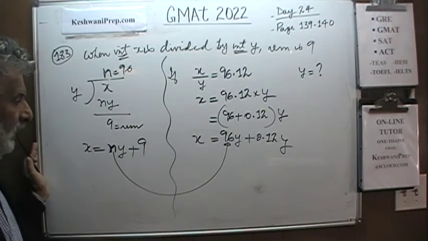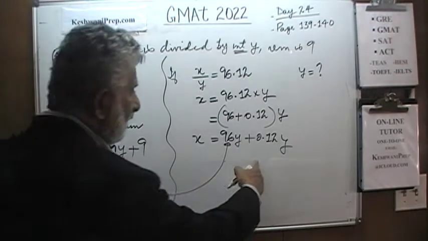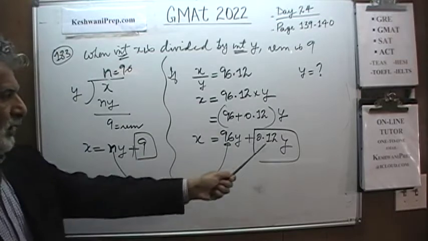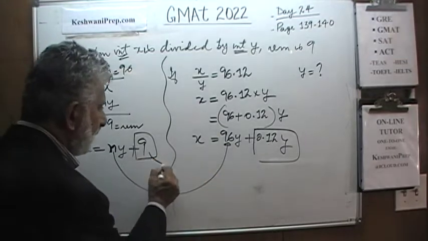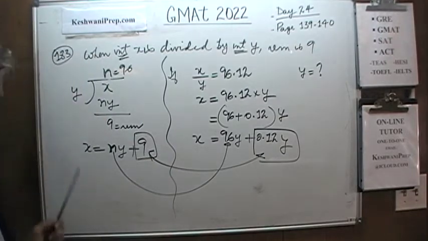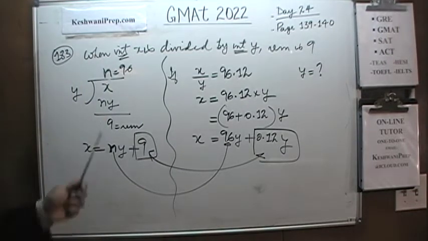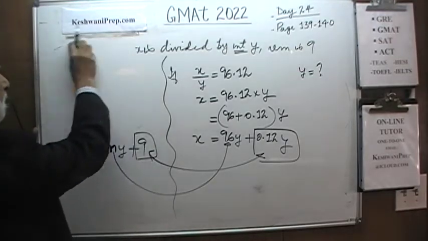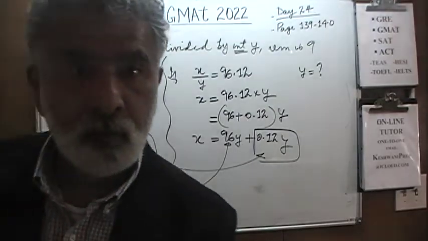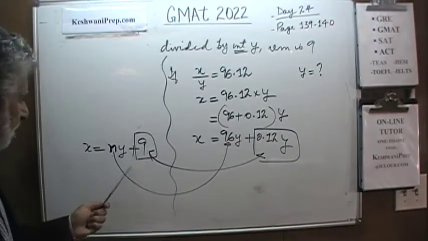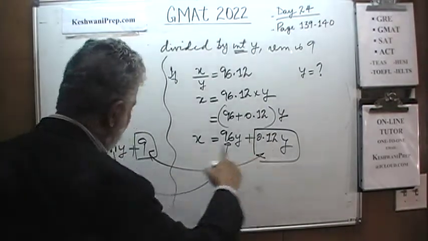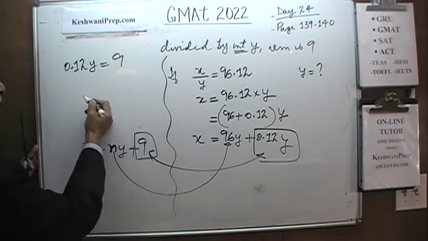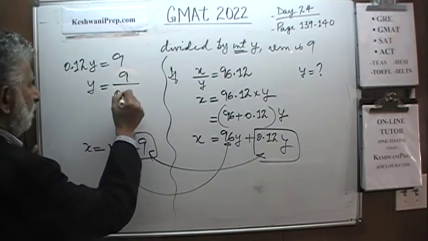But we are not interested in finding out n, we want to find out what y is. Well, y is right here. 0.12y must equal 9. I left no room for myself at all. Let's do it here. We don't need this thing. This is too elementary. Wouldn't you agree, Watson? So, 0.12y must equal 9, which means y must equal 9 over 0.12.